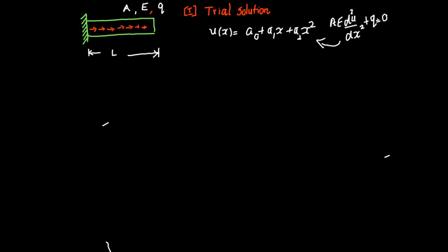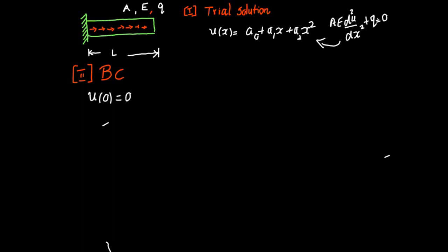The second step is to apply the boundary conditions. So let me do the second step now. BC stands for the boundary conditions. So what are the various boundary conditions? At x is equal to 0, that is u of 0, there is not going to be any displacement because it is fixed. This is the first boundary condition.